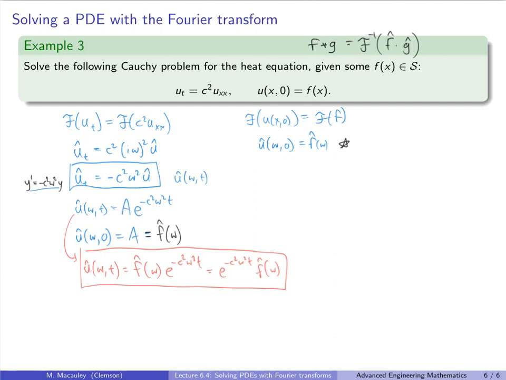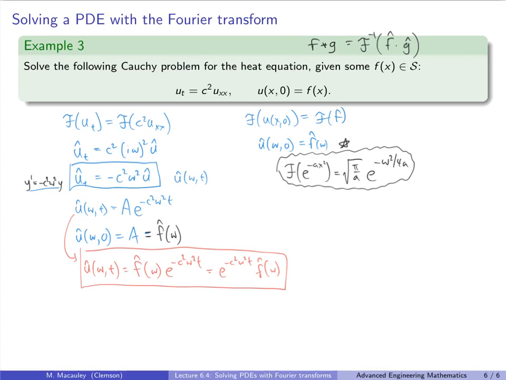We computed that the Fourier transform of a Gaussian, e to the negative a x squared, was the square root of pi over a times e to the negative omega squared over 4a. I told you that would come back. So let's highlight that. And now look at what we have here.